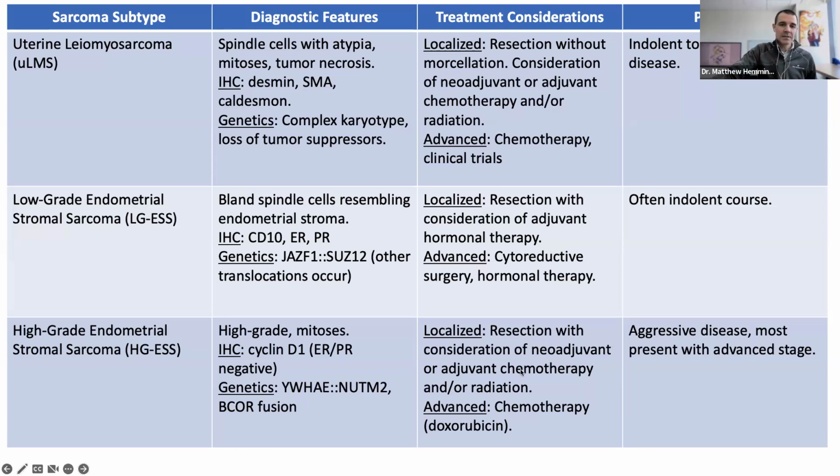For localized disease, there's resection, much like leiomyosarcoma, resection with consideration of giving chemotherapy and radiation before or after surgery, depending on the patient. And for advanced disease, chemotherapy is the standard. And there's some evidence that doxorubicin can be particularly helpful, especially with this translocation. And the prognosis for high-grade disease is typically very aggressive, and many patients initially present and are diagnosed with advanced disease, making this a much more challenging disease to control and to cure.